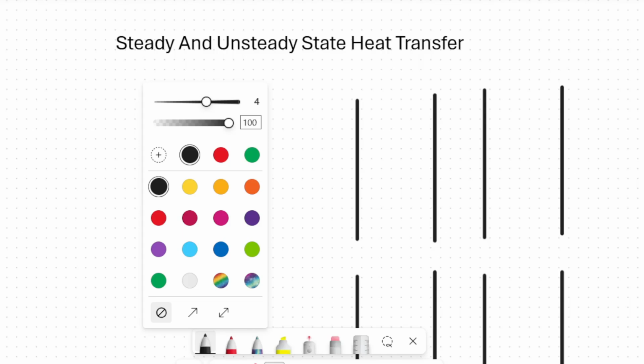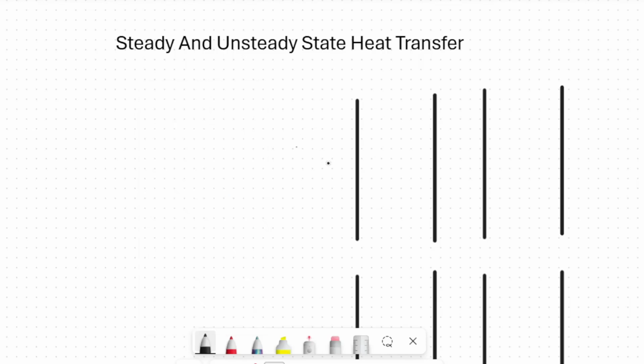Let us take an example of a wall. Now you can see here there is a wall. Suppose this wall has a certain thickness. Now let us talk about the heat transfer from the inner side of the wall to the outer side. So suppose this is the inner side and this side is the outer side. Now we are measuring the temperature of the wall at different times.